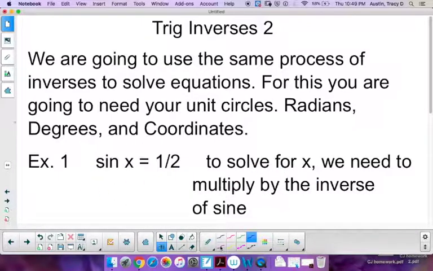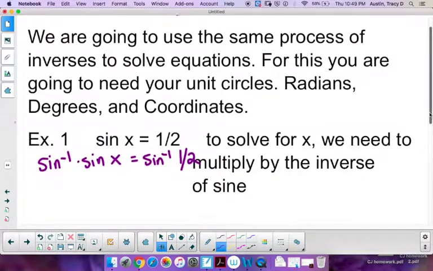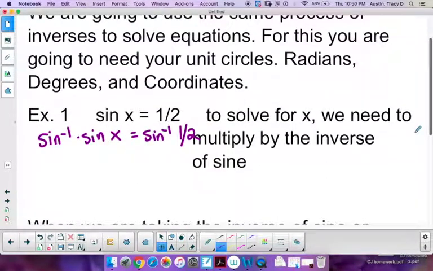Okay, and what it would look like when we do that, sine -1 of sine x equals sine -1 of 1/2. Now, this is not something you can put in your calculator because what we're trying to do is get the values off of your unit circles. Now, if you don't have your unit circles, you may want to pause the video and go get them. I did tell you specifically several times that it was in your best interest to make a set, the ones that you had to turn in for homework with radians, degrees, and coordinates, to make a set for yourself because you were going to need them.